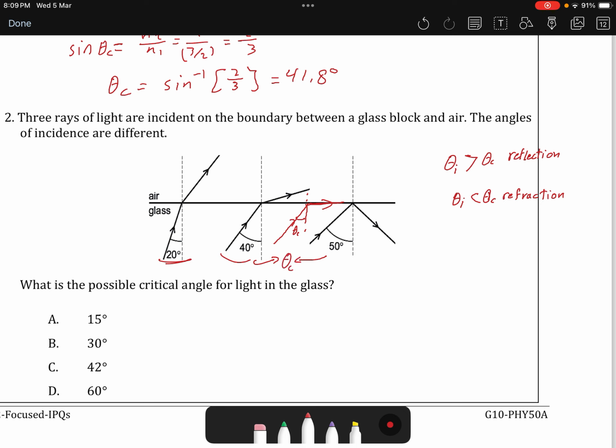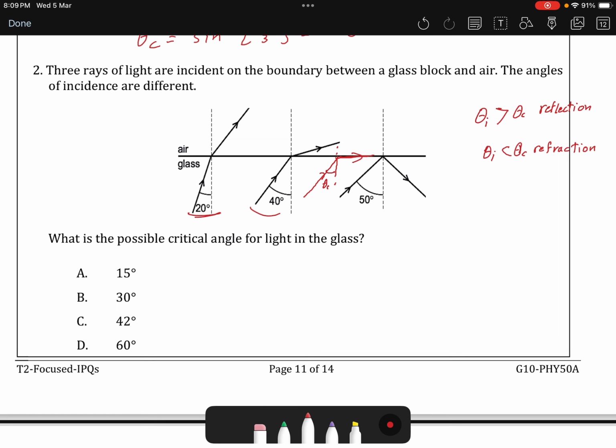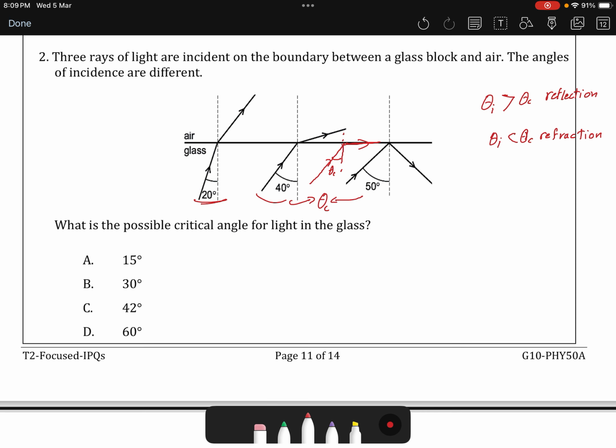Here, the critical angle is less than 50 because 50 is greater than the critical angle. That's why we have total internal reflection. And 40 is less than the critical angle. So the critical angle is greater than 40 because here we have refraction. So the right answer is C. The angle should be between 40 and 50. So the only one in the options is 42, which is the only answer that makes sense.